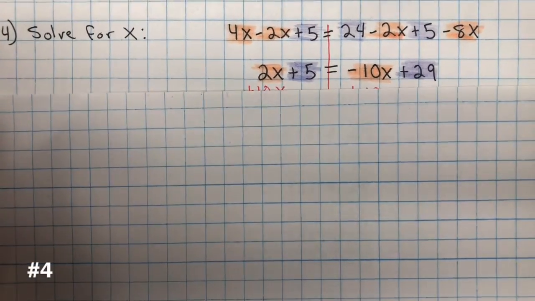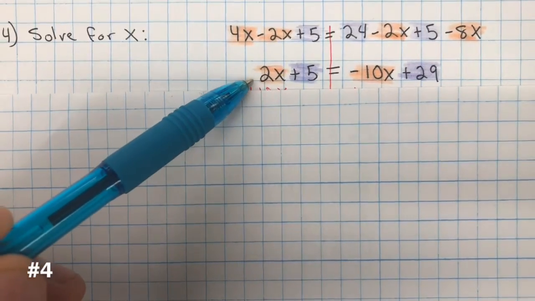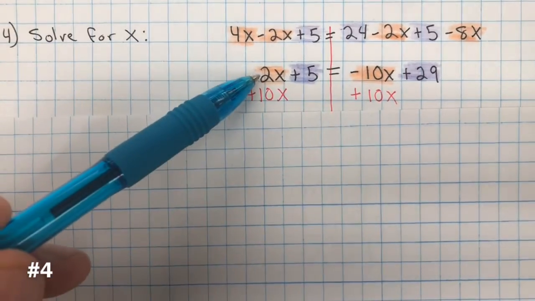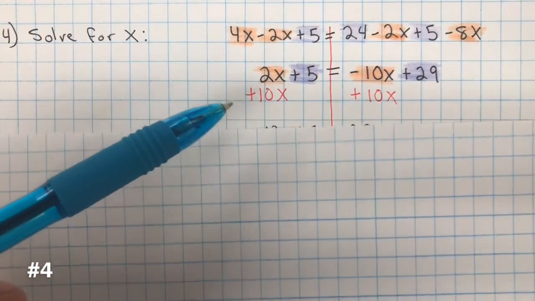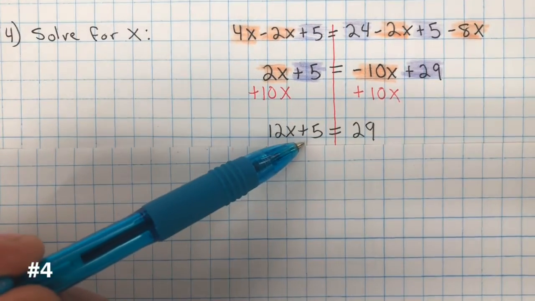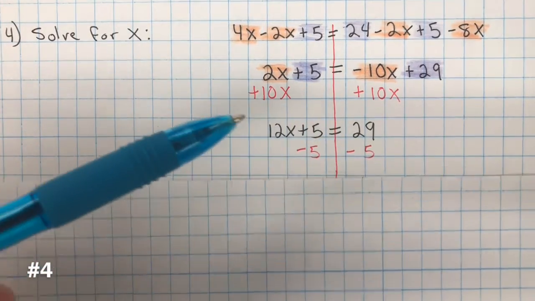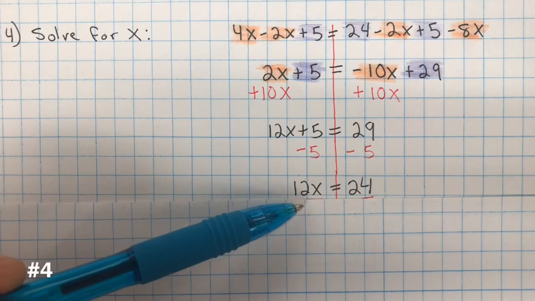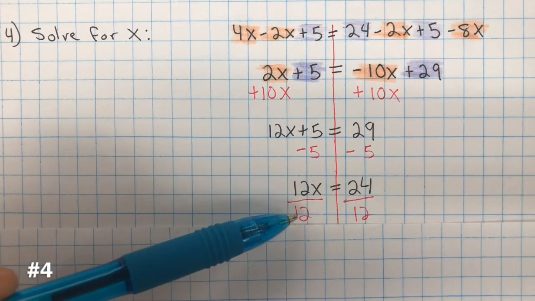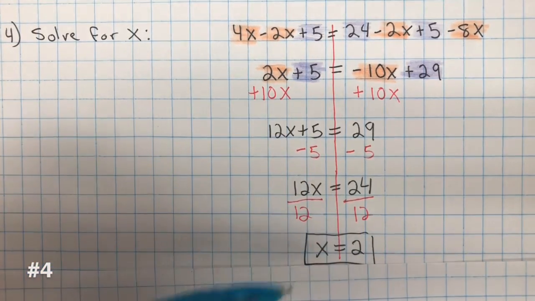Now we solve for x. We have greater value of x's on the left side, so we're going to add 10x to both sides. 0 pair. 2 plus 10x equals 12x. Inverse property of addition is subtraction, so we subtract 5 from both sides. 0 pair. 29 minus 5 equals 24. Divide both sides by 12. Created the big 1. 24 divided by 12 is 2. X equals 2.